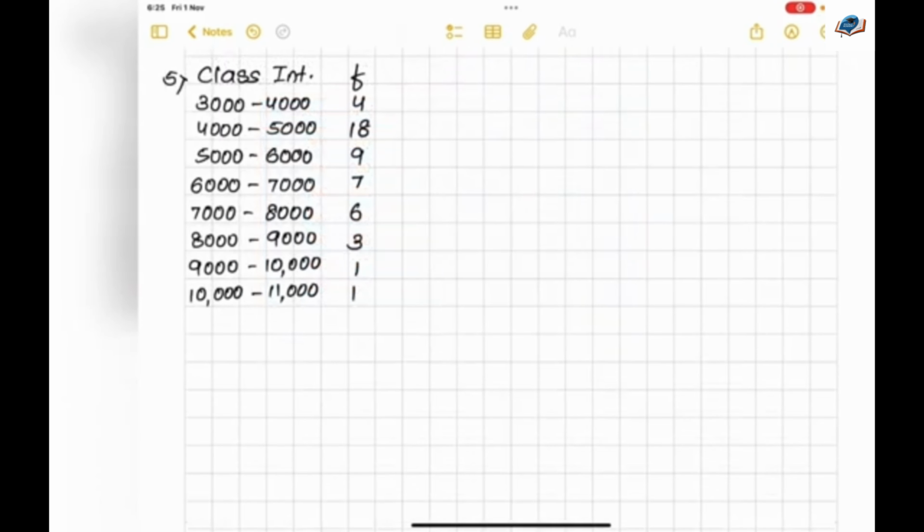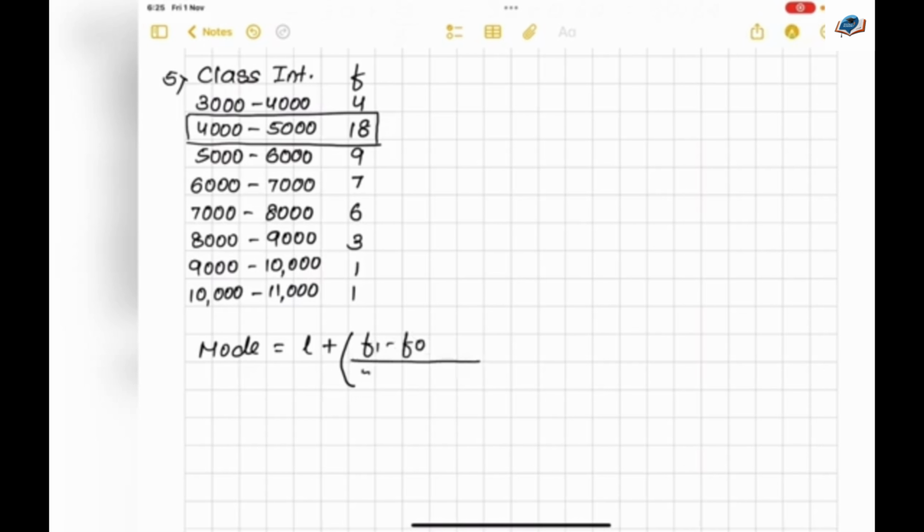Find the mode. So checking here the maximum frequency. So 18 is the maximum frequency. So this will be the modal class. So mode equal to L plus (F1 minus F0) upon (2 F1 minus F0 minus F2) into H. So first I have written the formula. Now L will be 4000, H will be 1000.